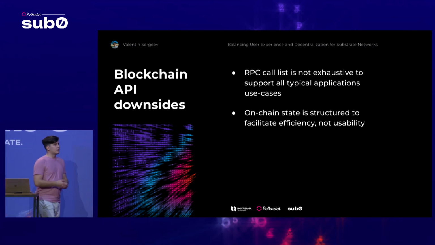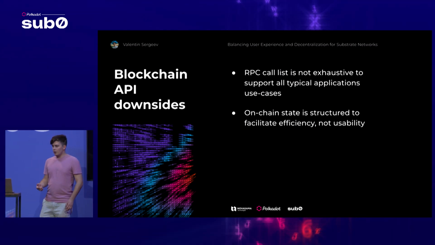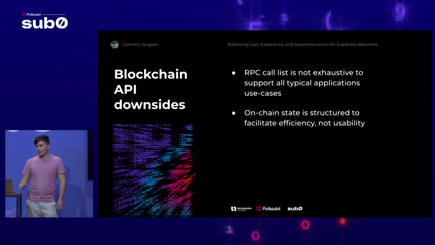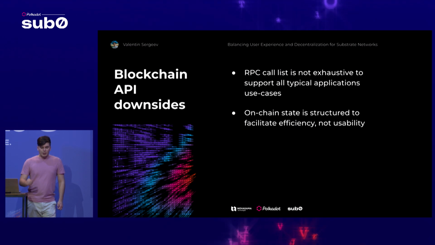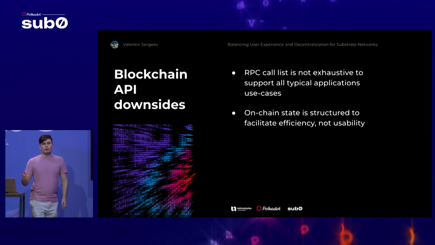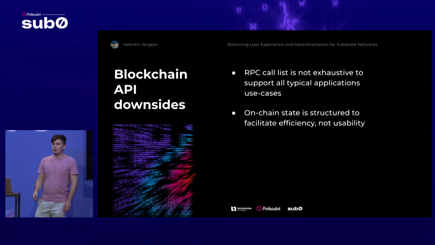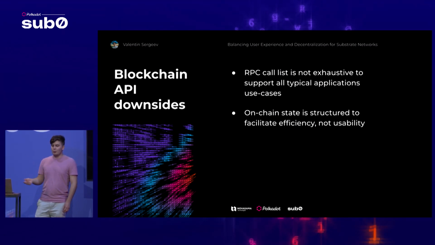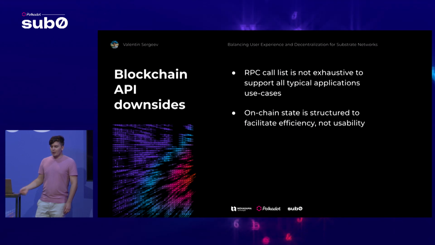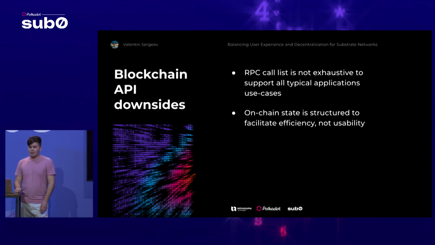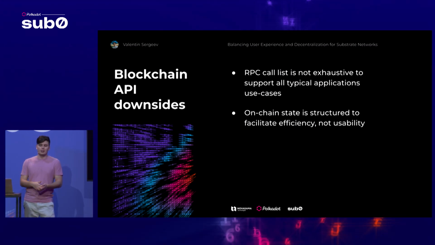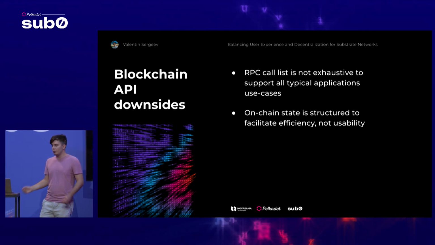And blockchain APIs, on-chain APIs, have some major downsides. In particular, the RPC call list is not exhaustive enough to support all application use cases. So you would imagine a blockchain is supposed to have a separate RPC for fetching all transactions for a user to let clients support it pretty easily, but they don't usually have it.